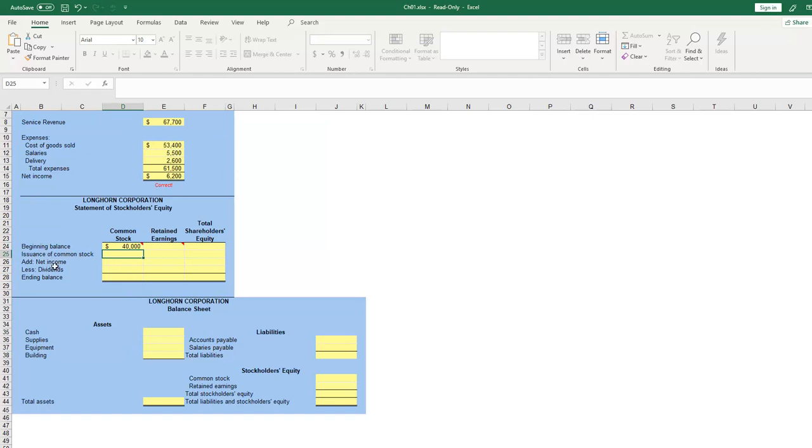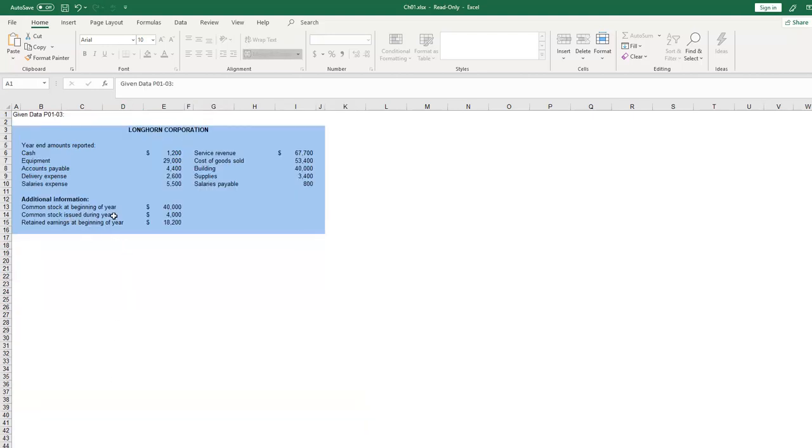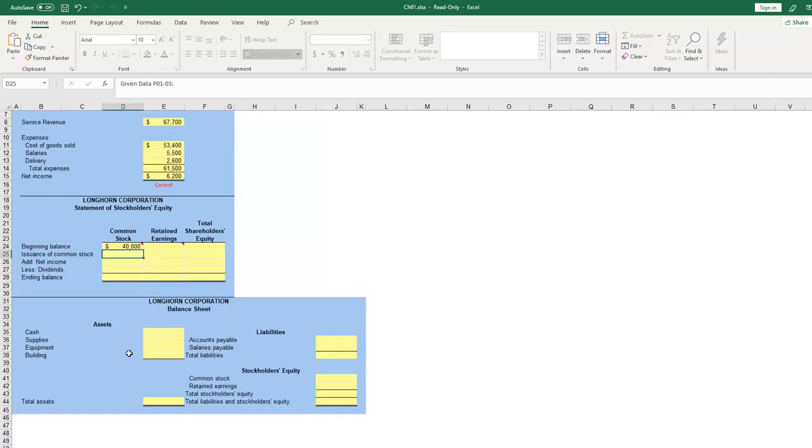Okay, issuance of common stock. Yes, that falls under our common stock section. So we're going to come over here. We issued 4,000, so we'll drop that number in here. Add net income less dividends. These are things that are only going to affect our retained earnings, not our common stock. Net income and dividends do not affect common stock. We are going to leave these blank. Our balance here is going to be $44,000.